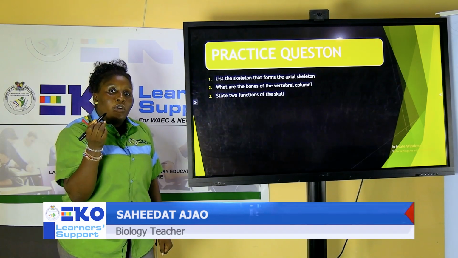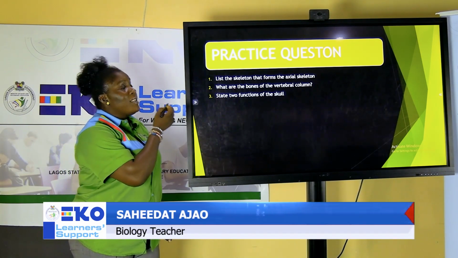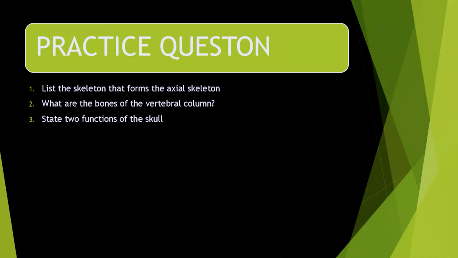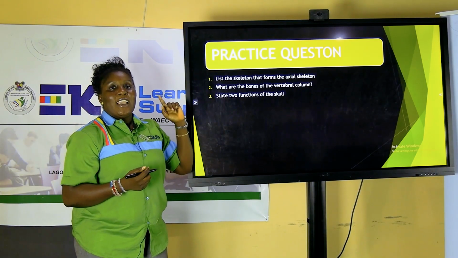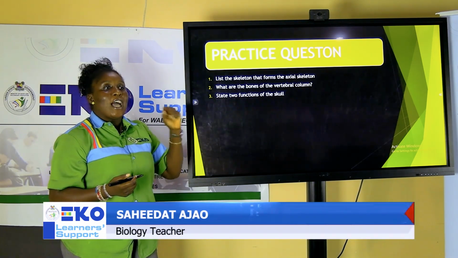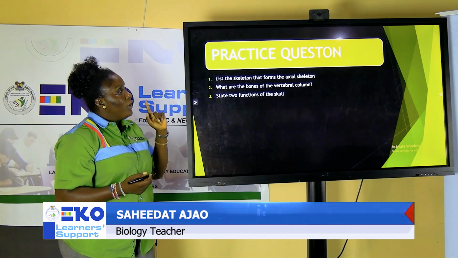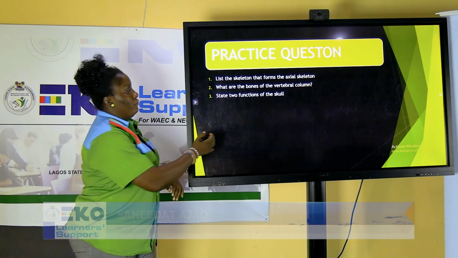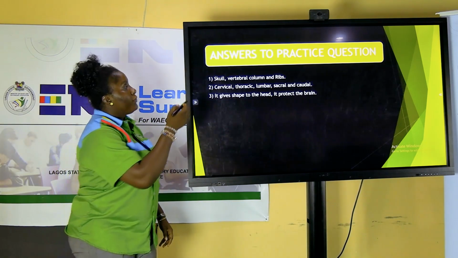You should have learned one or two things from today's lesson. So these are the practice questions. Number 1, list the skeleton that forms the axial skeleton. Number 2, what are the bones of the vertebral column? Number 3, state 2 functions of the skull. This number 1 question is always coming out in the WAEC for the practicals and also for essay. So let's do it together.